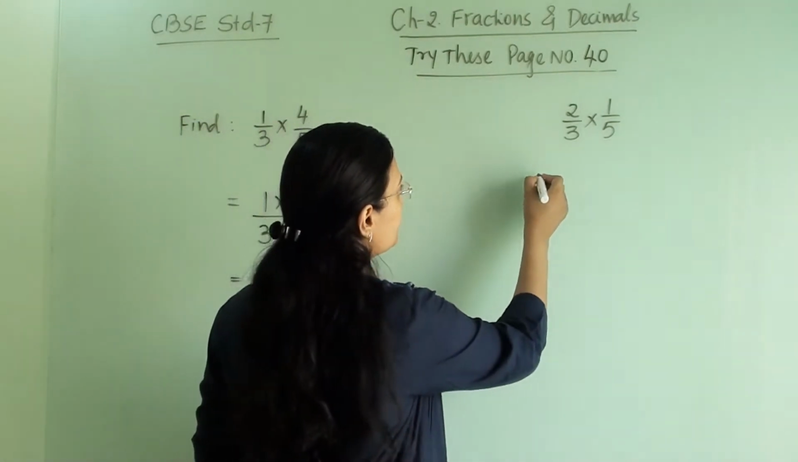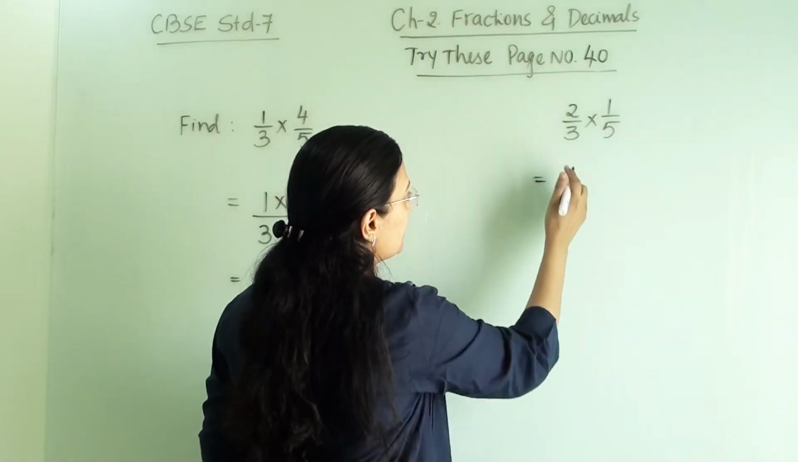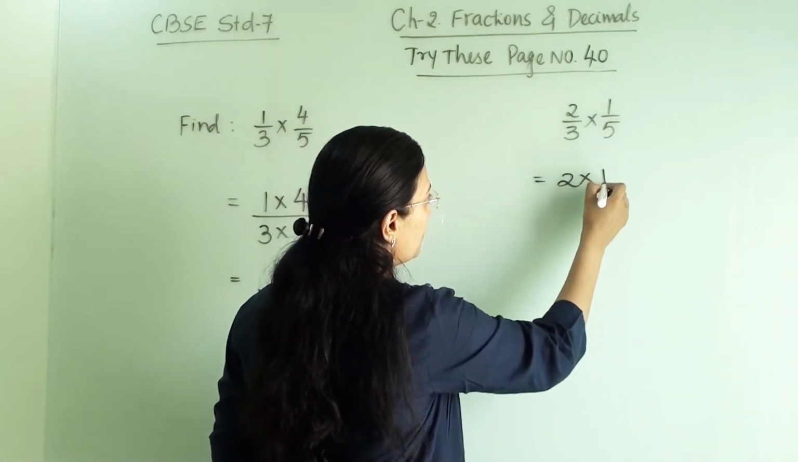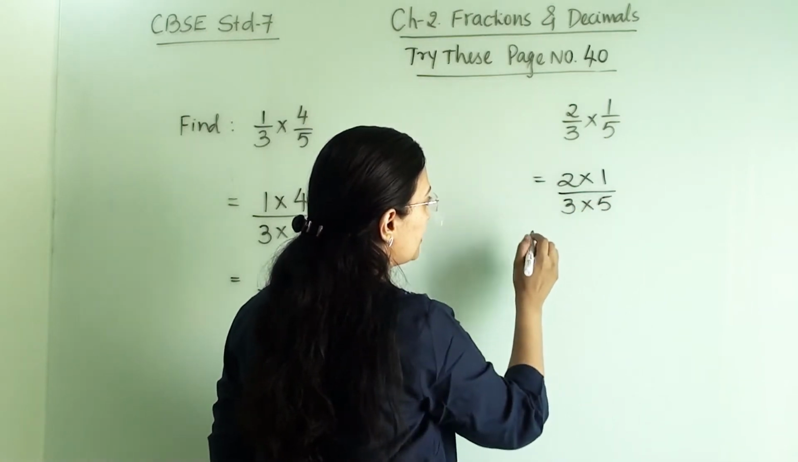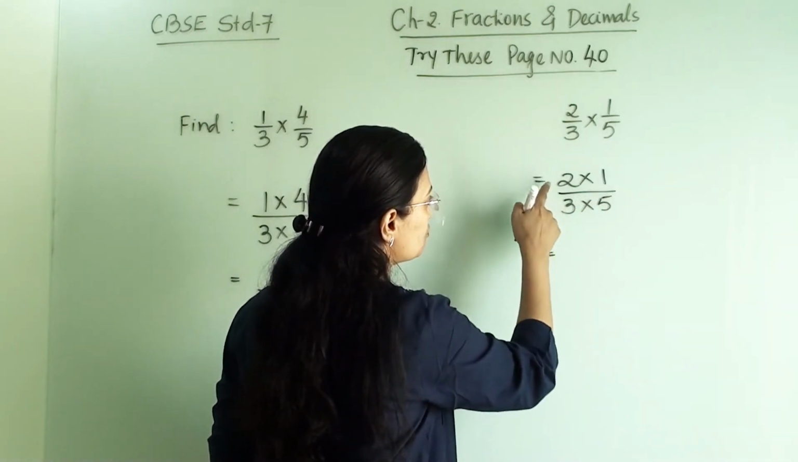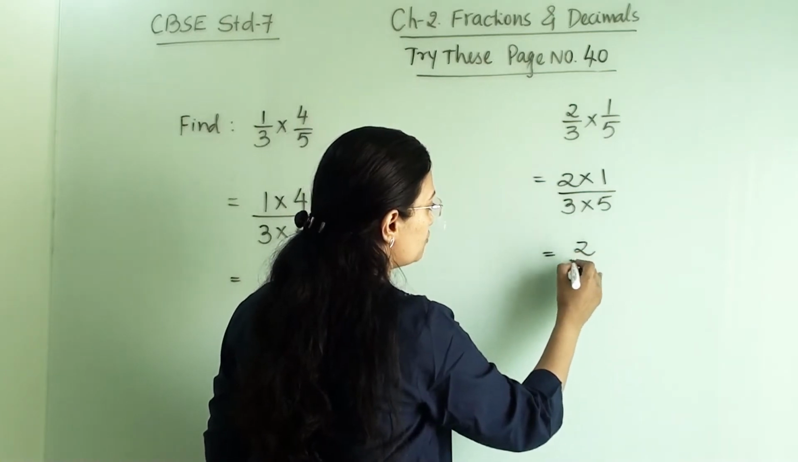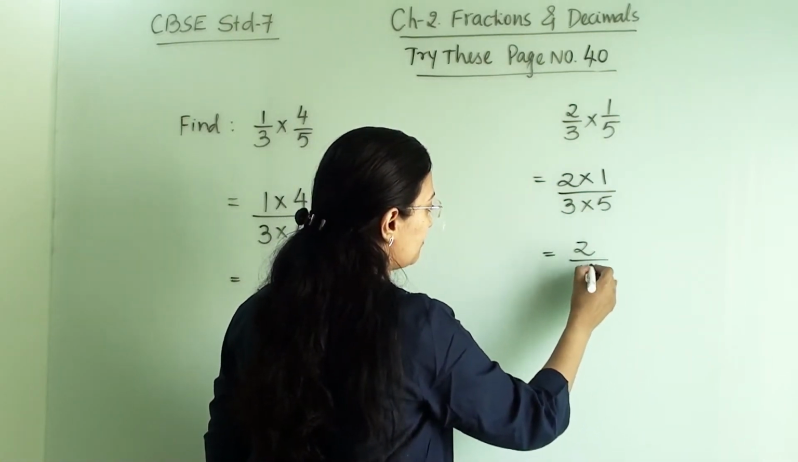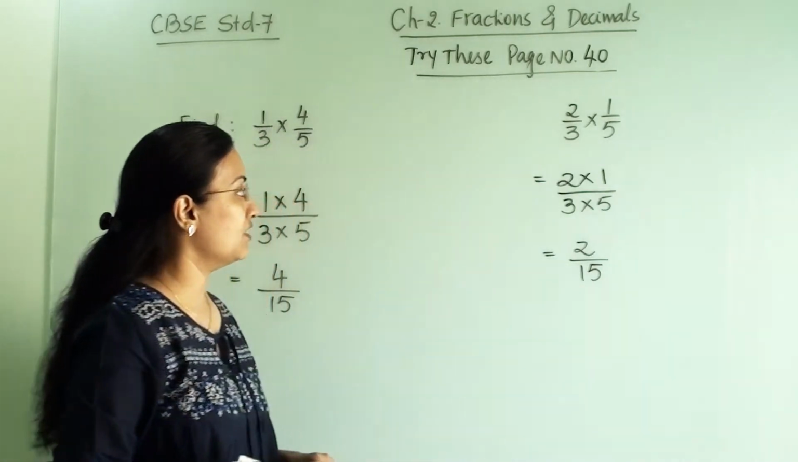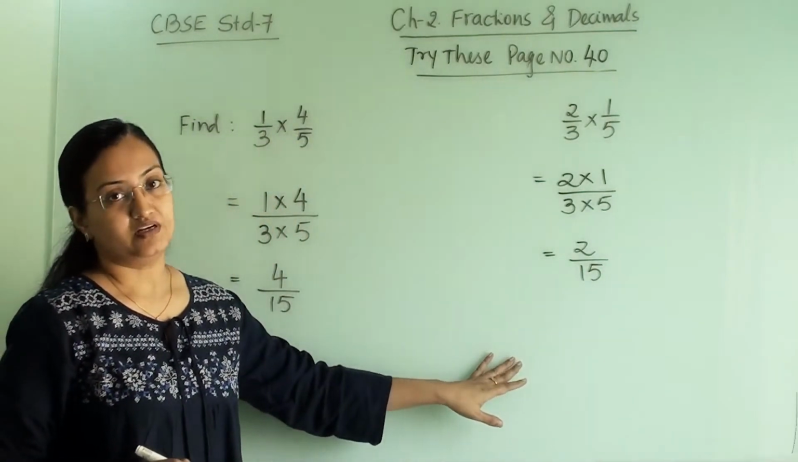Now let us write 2 into 1 in the numerator and 3 into 5 in the denominator. So our numerator is 2 into 1, so it is 2, and our denominator is 3 into 5, so it is 15. So this is going to be our answer from this multiplication.